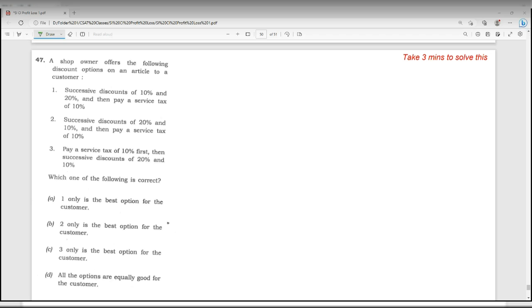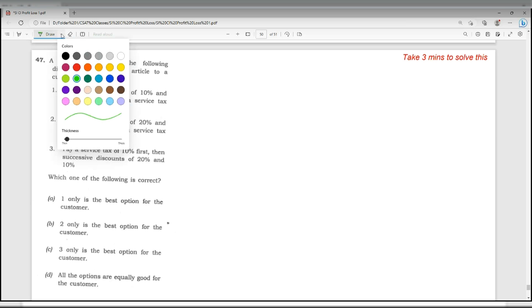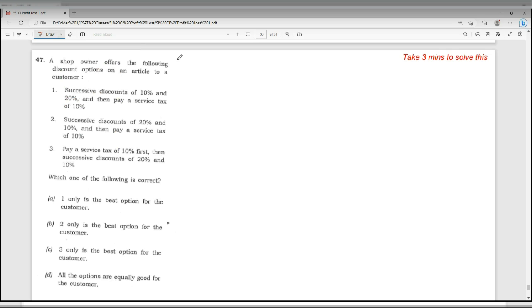Let's go about this question. So what they're saying is a shop owner offers the following discount options on an article to a customer. Successive discounts of 10% and 20%, and then pay a service tax of 10%. Successive discounts of 20% and 10%, and then pay a service tax of 10%. Pay a service tax of 10% first, and then successive discounts of 20 and 10%.